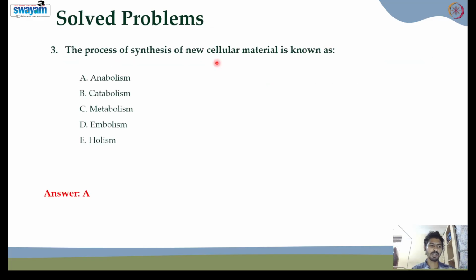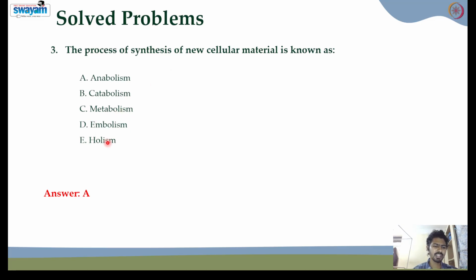So what about the other options? Catabolism is nothing but the opposite of anabolism, that is breaking down the complex substance to produce energy. Whereas metabolism is the combination of both catabolism and anabolism for carrying out all kinds of chemical reactions.